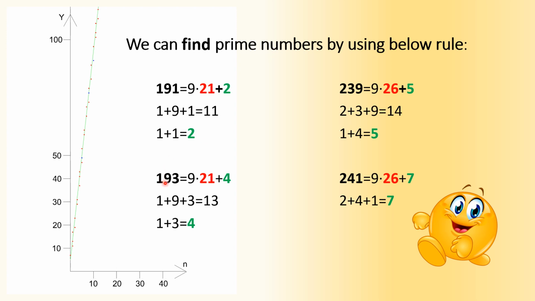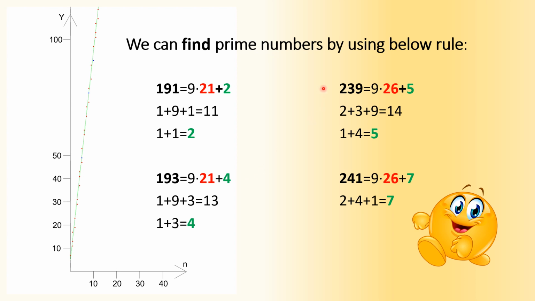193, as an example, is 9 times n plus 4, when n is 21. Now the sum of the digits is 1 plus 9 plus 3, which is 13. 1 plus 3 is 4. Again, this number equals 4, which is the remainder of the function.